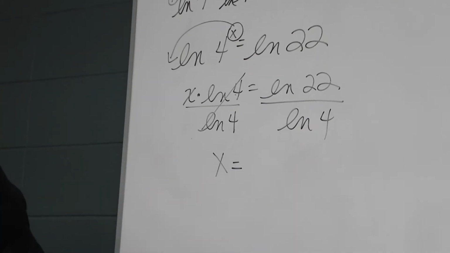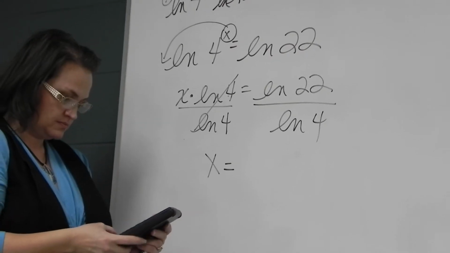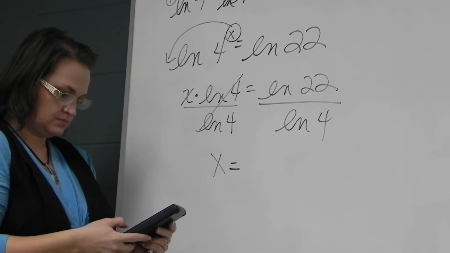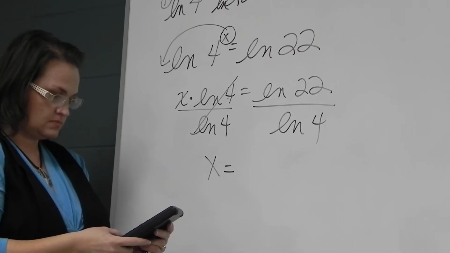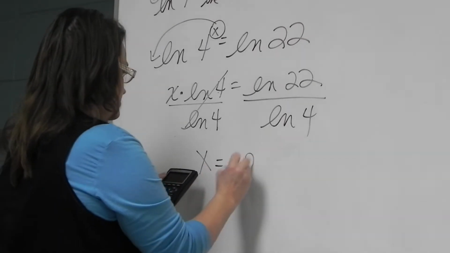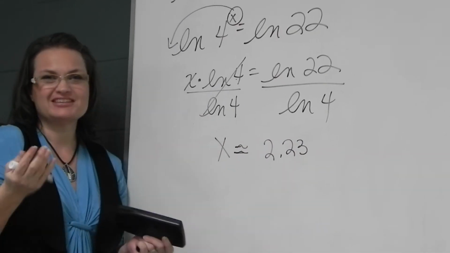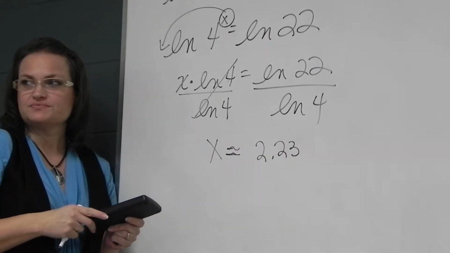I'll do that too, so you can check your work. Okay, so 2.23 we'll say to the nearest hundredth. And it's really a squiggle line, remember, because it's a round off. You get that?